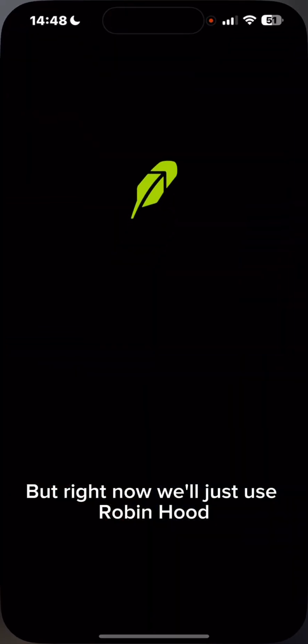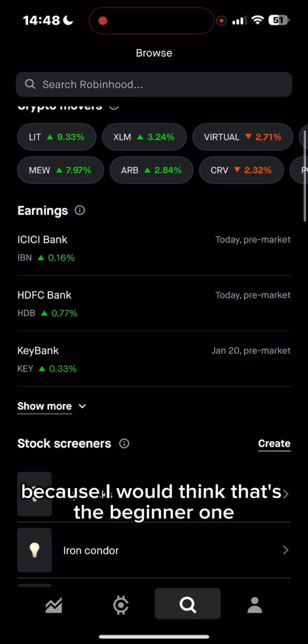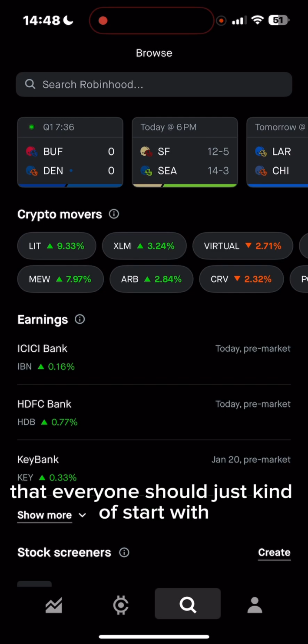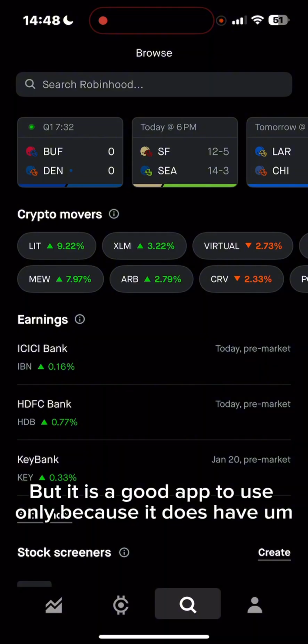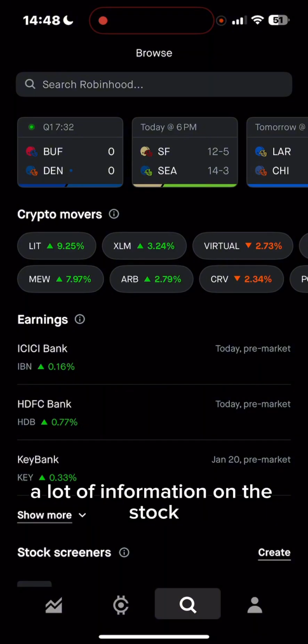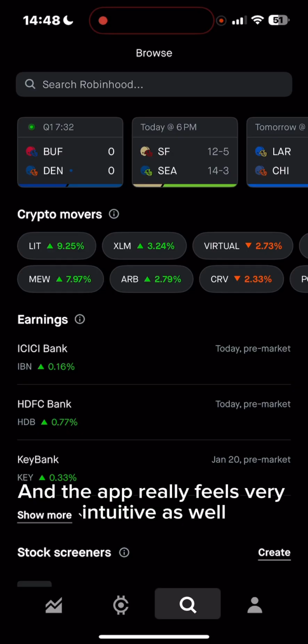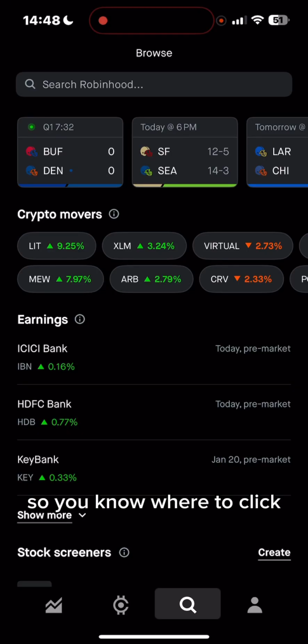But right now, we'll just use Robinhood because I think that's the beginner one that everyone should start with, not necessarily stay on forever, but it is a good app to use because it has a lot of information on the stock, and the app feels very intuitive. So you know where to click, how to click through it. It's very user friendly. That's what I like about it.